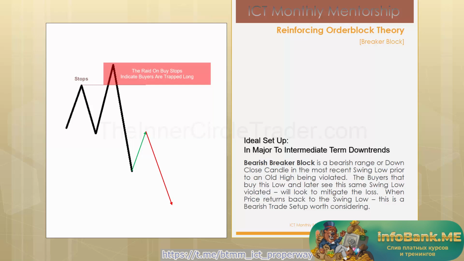The salient points are what we're looking for: an old high to be run out, or a false break above an old high. This raid on buy stops indicates buyers are trapped long. We know this is true when the market quickly does a repricing. That's seen here. Repricing lower after buy stops are taken is a confirmation that we are potentially seeing a new breaker forming.